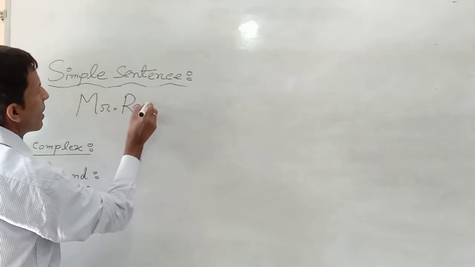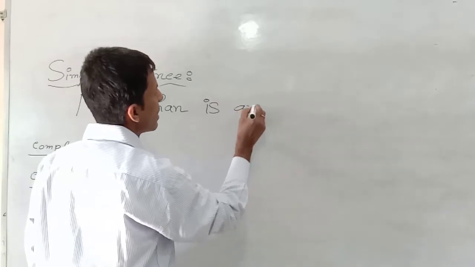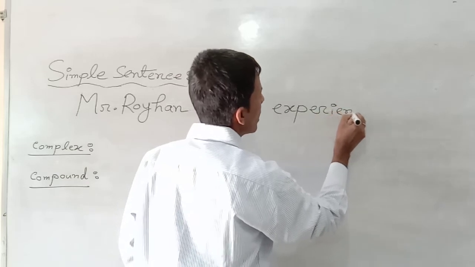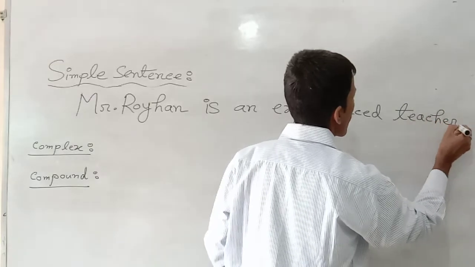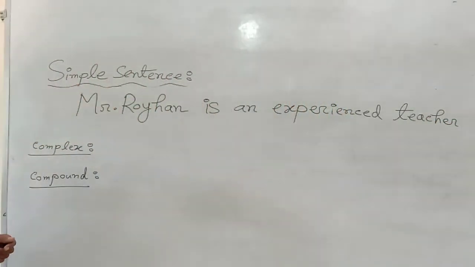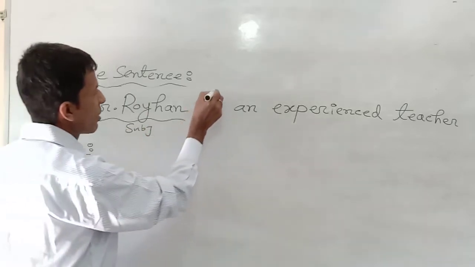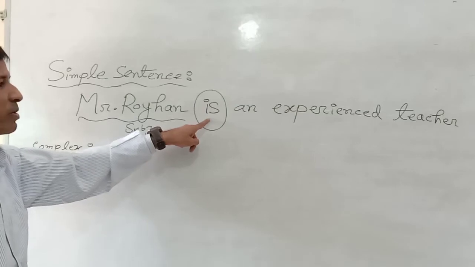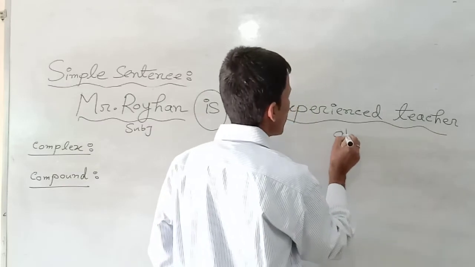Mr. Raihan is an experienced teacher. Look at this sentence. This is the example of simple sentence. Mr. Raihan is subjective case. Is called auxiliary verb or helping verb, but it is playing the role of main verb or principal verb due to the presence of main verb. And at last, this is called objective case.